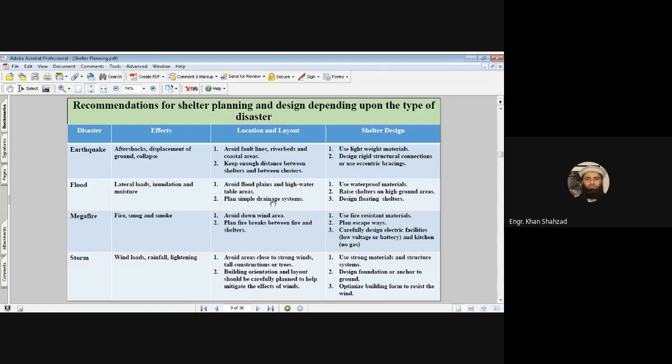How can you design the shelters for this flood? Use waterproof materials. Raise the shelters on high ground areas. You will see in the case study how we can do this. Design floating shelters. You can also design such shelters which can float if there is flood.